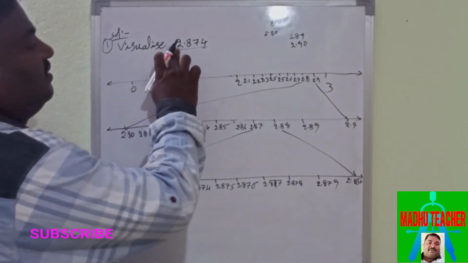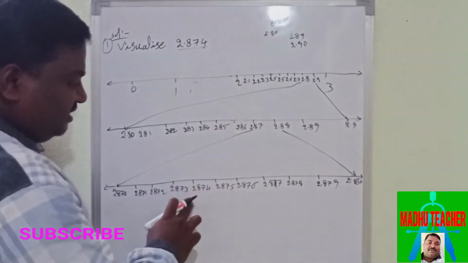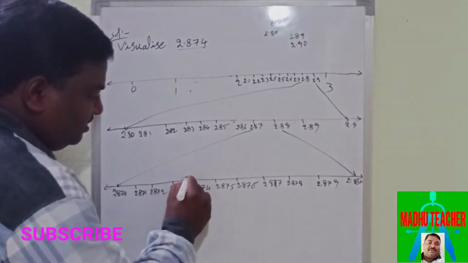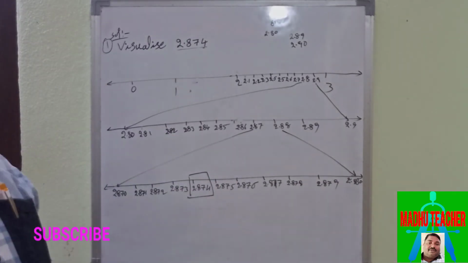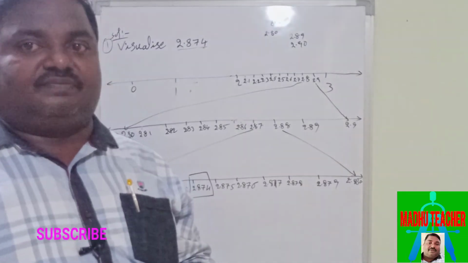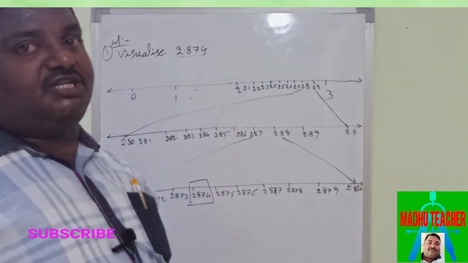So what is our number? 2.874. Where is 2.874? This is 2.874. Like this you can visualize any number. So this is a visualization by the successive magnification method.